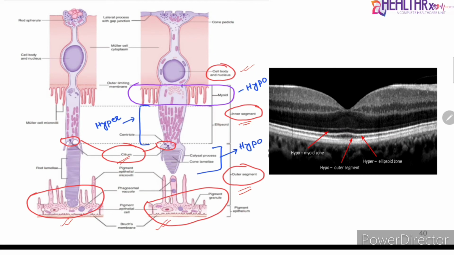Now if you look closely into the photoreceptor layer, we would find 3 different bands with different reflectivity. The first hyporeflective band is just below the external limiting membrane and is known as the myoid zone, which is composed of the fine granular cytoplasm of the photoreceptor cells. The second hyperreflective band is known as the ellipsoid zone, which is composed of the mitochondria of the photoreceptor cells. And the third hyporeflective band is composed of the outer segment of the photoreceptor cells. It contains stacks of flattened double lamella in the form of discs.